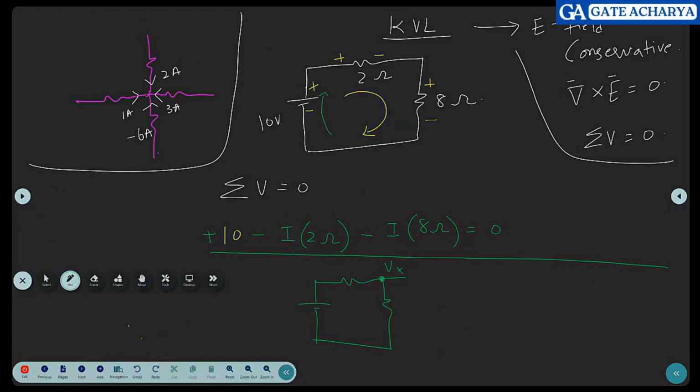Vx minus 10 volts divided by 2 plus Vx minus 0 divided by 8. You can write it, please do it. I just want to show you how KCL is beneficial. Vx minus 10 divided by 2 plus Vx minus 0, because it's 0 volt here, reference volt, divided by 8 equal to 0. From this you can find Vx. I just want to show that KCL is bigger than KVL.